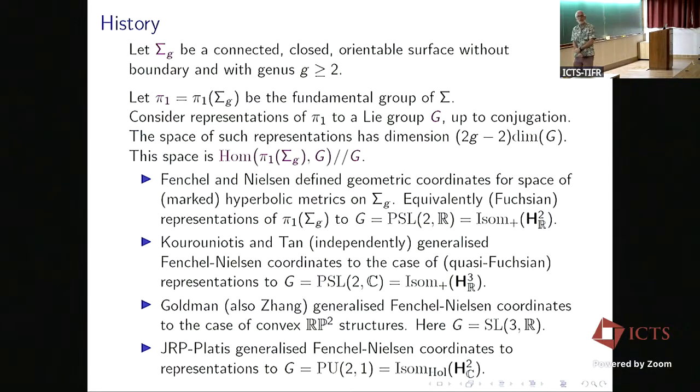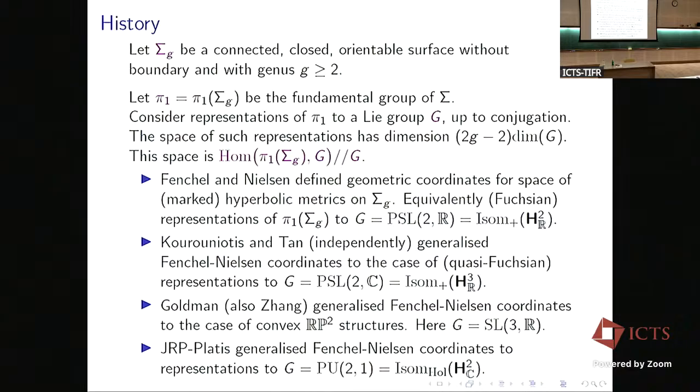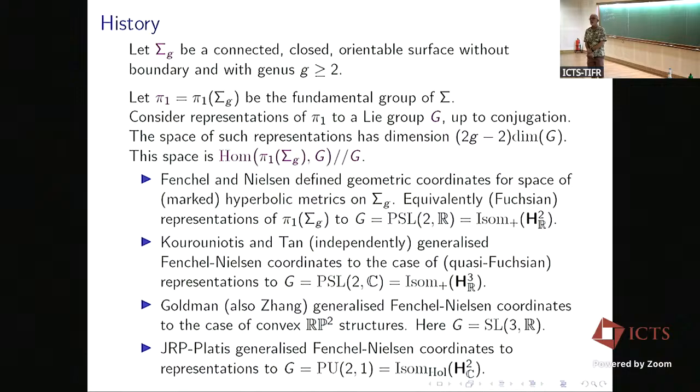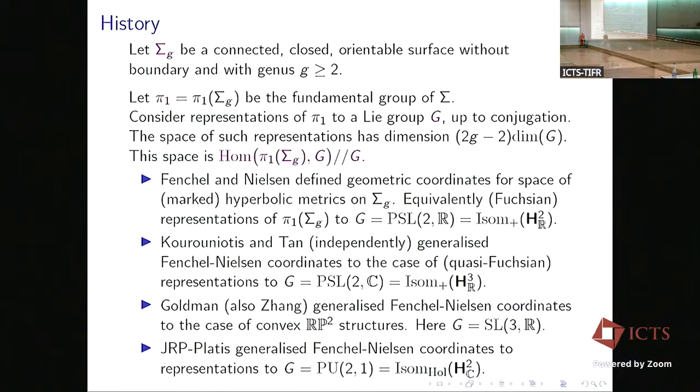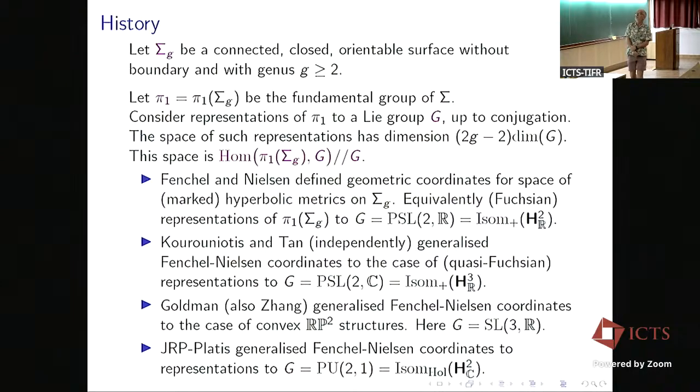So how do I think of that? Well, think about the fundamental group of a surface. It's got 2g generators, so that gives me 2g parameters. I have one relation, namely the product of all the commutators should be the identity, so I subtract 1 from that, and then I want to do everything up to conjugation, and that subtracts a further 1, so I should always get something of dimension 2g minus 2 times the dimension of my group.